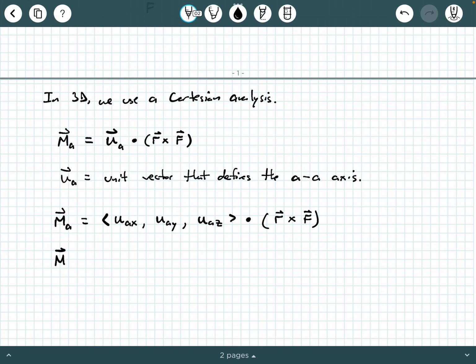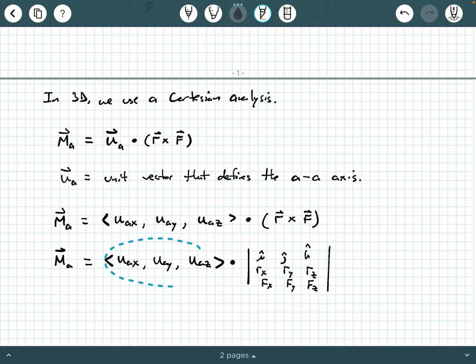So we could say MA is UAX, comma, UAY, comma, UAZ, dotted with that determinant, okay? What is the determinant that defines the cross product of R cross F? Well, if you remember, that's I, J, K, and then we have Rx, Ry, Rz, Fx, Fy, Fz, and determinant that. Now, here's what's cool about this, the way this works out, and we could do a mathematical proof. I'm not going to, but we could.